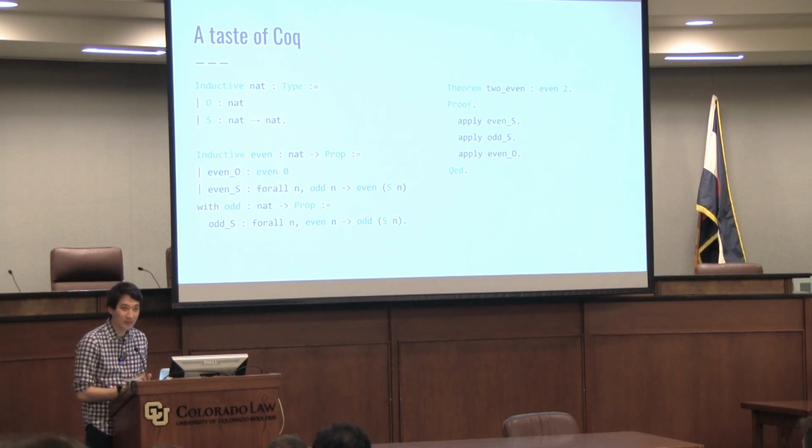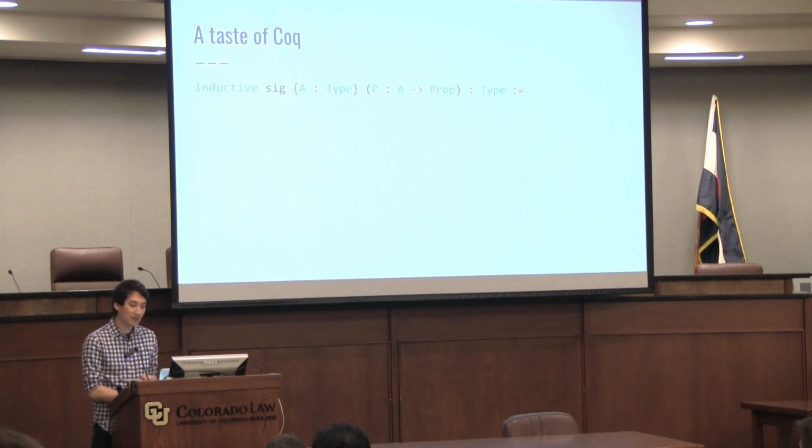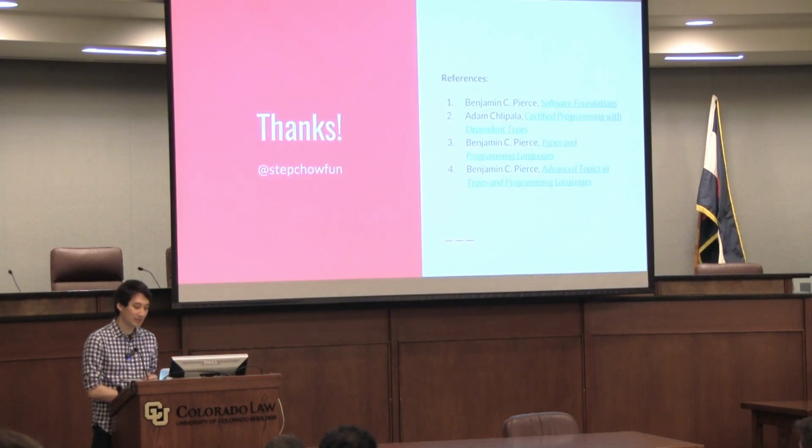Coq actually has a tactic language, which allows me to prove things using this kind of scripting. It's much easier than writing out the proof terms by hand, but I could do that if I wanted to. So here I can prove that 2 is an even number. I think we're just about out of time, so I'll just jump to the end.